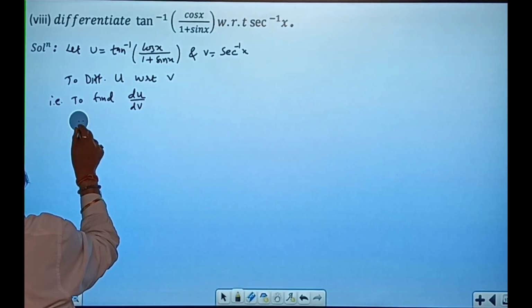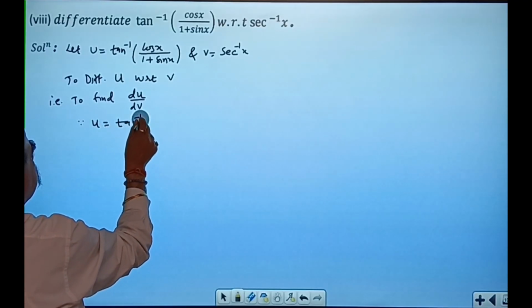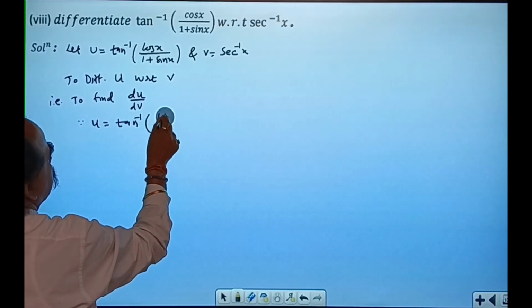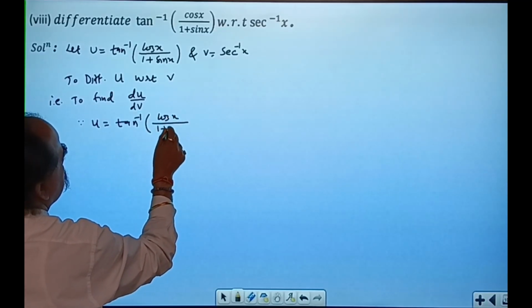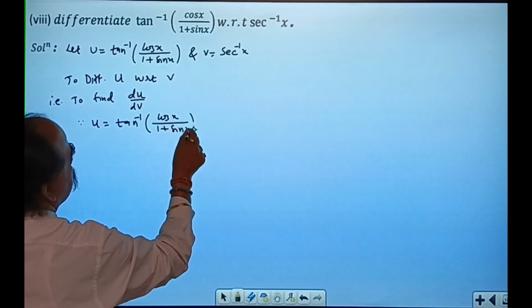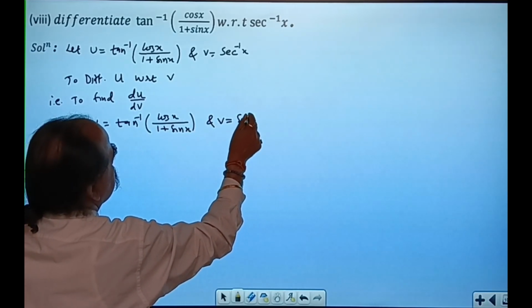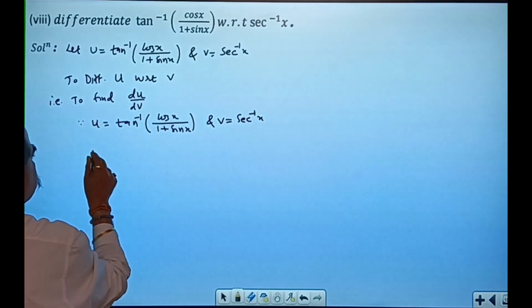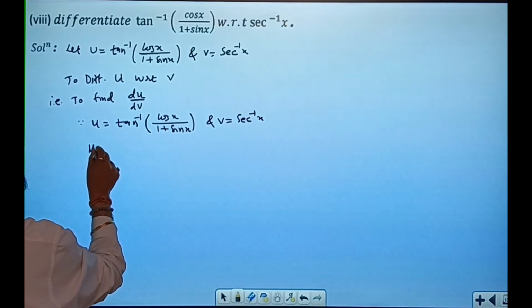Since u is what? Tan inverse cos x upon 1 plus sin x, and v is what? Sec inverse x. Therefore, u is what?